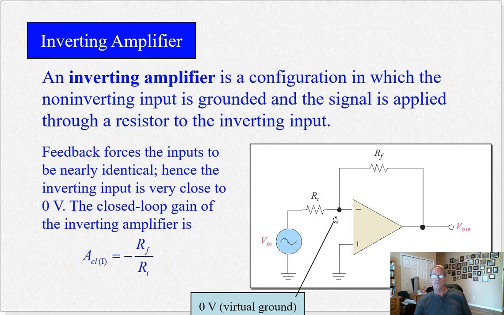Now we call this node on the inverting input virtual ground, because as we said before, when the op-amp's working properly, these two terminals are at about the same voltage. So this is essentially ground, because the non-inverting terminal is ground. So that balances them out, and this ends up being 0 volts, which is virtual ground.